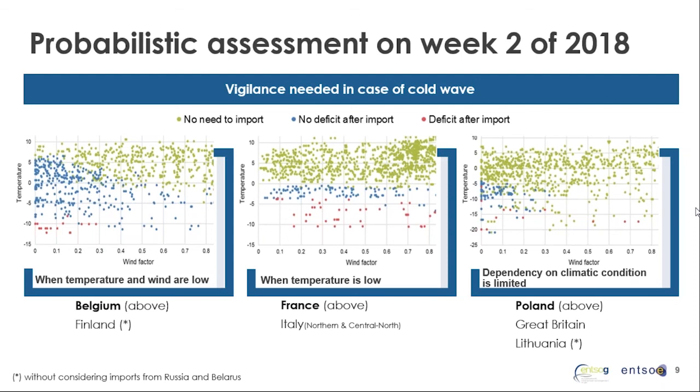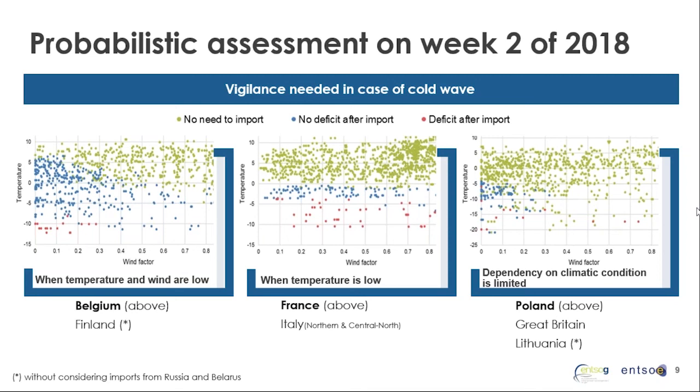The purpose is just to see that when it's green, there is absolutely no need for importing. When it's blue, there is a need for import for adequacy, and when it's red, there is a risk of scarcity. So we see on the left an example chart for Belgium. There is a risk when the temperature is very low and the wind is also very limited.